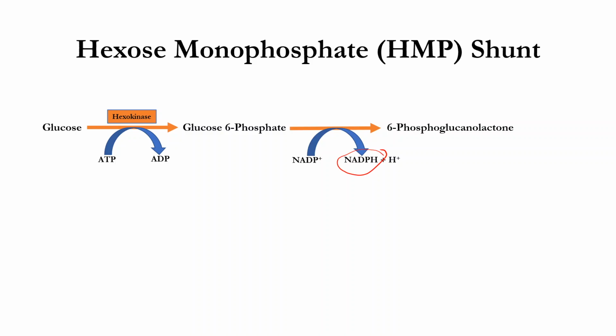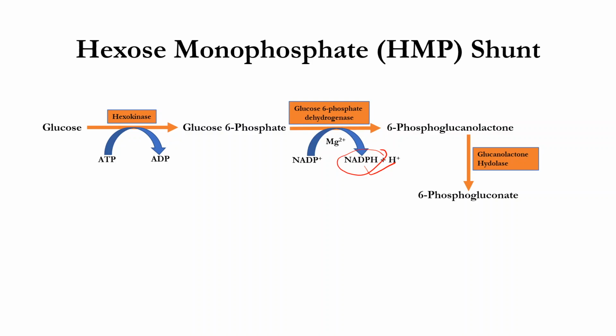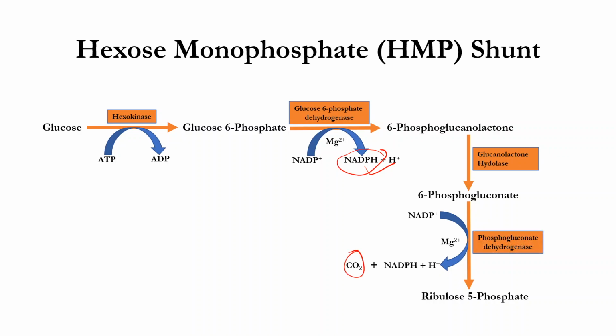This is a reductive biopotential. As we will learn in fatty acid synthesis, this NADPH is needed. So this reaction is catalyzed by glucose 6-phosphate dehydrogenase, and now this 6-phosphogluconolactone will be converted into 6-phosphogluconate by the enzyme gluconolactone hydrolase. Now the next step is that 6-phosphogluconate will again be oxidized into ribulose 5-phosphate, and there is a decarboxylation at this step also. NADP will be reduced into NADPH, and carbon dioxide is released. This reaction is catalyzed by phosphogluconate dehydrogenase.